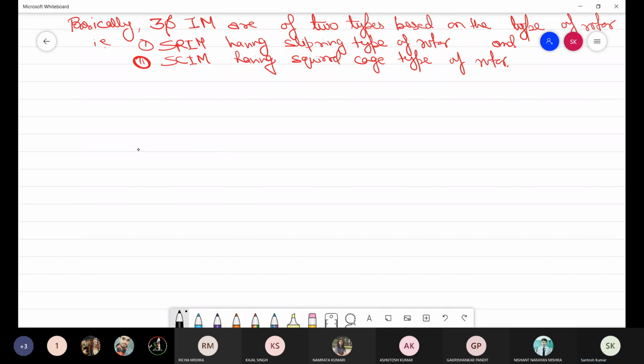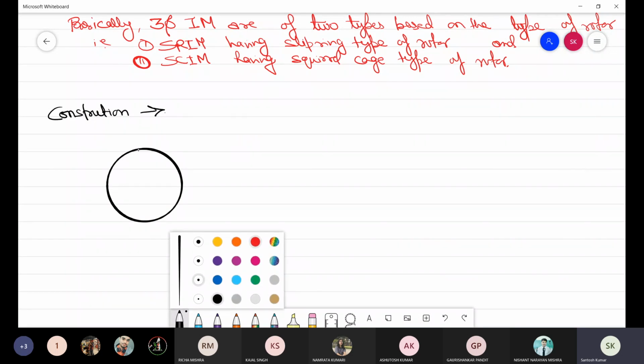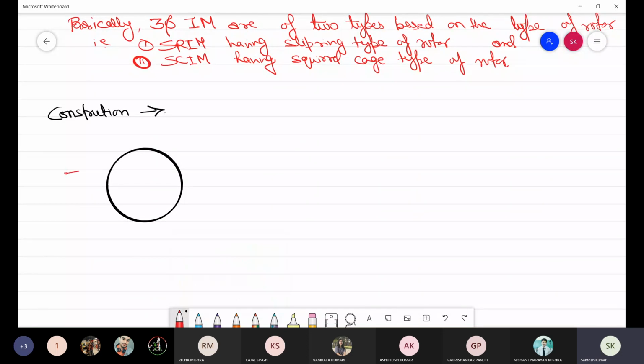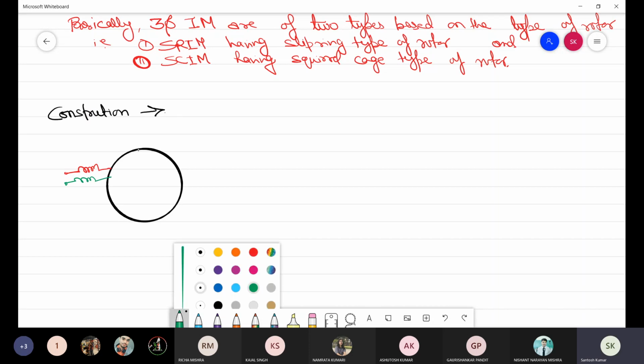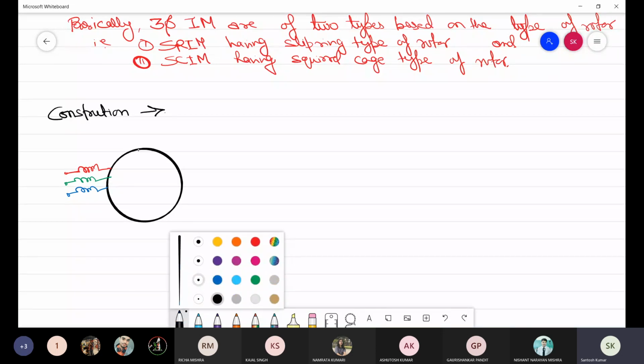Construction. स्टेटर पे हम सप्लाई देंगे, तो स्टेटर पर हम 3 फेज सप्लाई देंगे। So we are giving the 3 phase supply on the stator, phase A, phase B and phase C. These are the 3 supply which we have given on the stator side.